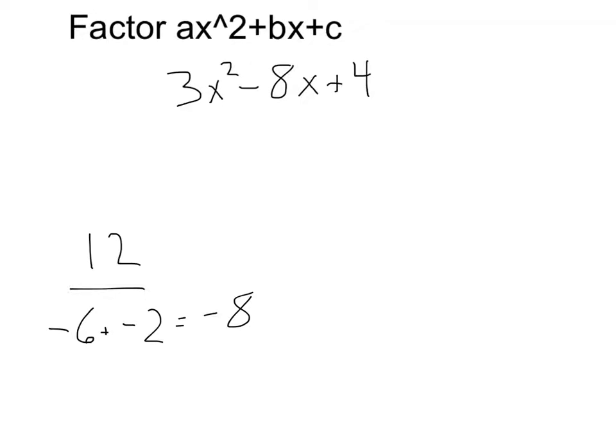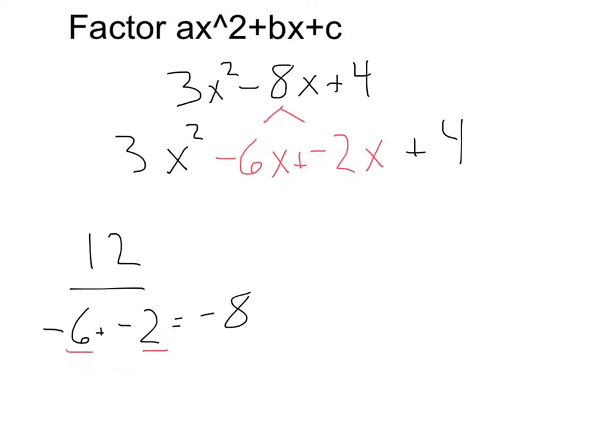Now this time, instead of going straight to our answer, we're going to have to replace our middle term with the factors that we just discovered. So now this negative 8x is going to become negative 6x plus negative 2x. And we're going to keep these the same that are on the outside. So we have 3x squared and plus 4. Notice now we have 4 terms instead of 3, and we're going to factor by grouping.